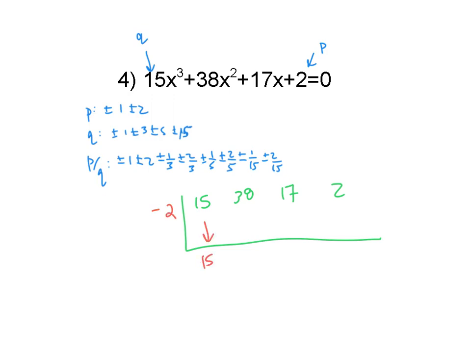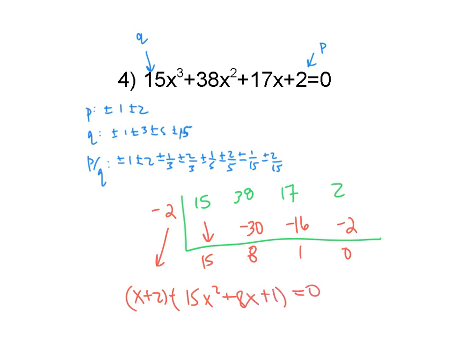Drop down the 15. Multiply, I get -30. Add, I get 8. Multiply, I get -16. Add, I get 1. Multiply, I get -2, add, I get 0. Woohoo! It worked. Secret, I knew it ahead of time. But if I didn't, I would just be guessing and checking. x equals -2 is a solution, which means that x plus 2 is a factor. And then the remaining factor is 15x squared plus 8x plus 1 equals 0.